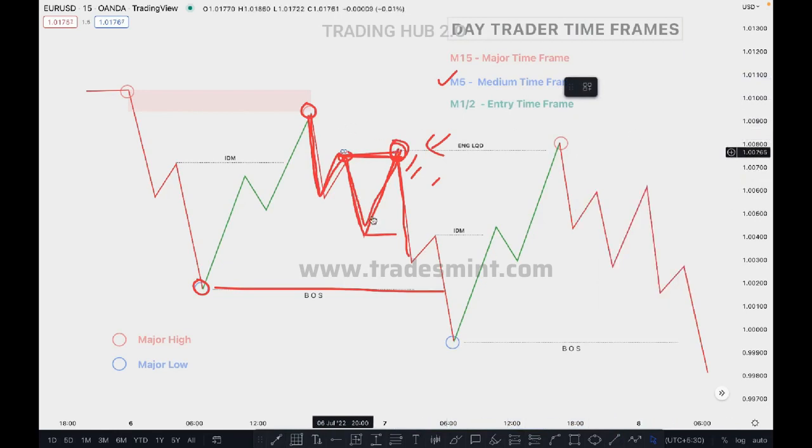Okay, so first identify the major structure. The major structure is M15 as a day trader. Okay, wait for the inducement to be taken out and the engineering liquidity to be taken out. Okay, then the market applies into the entry types like entry type 1, 2 and 3. In this case, if there is anything available above it here, then you can sell here.